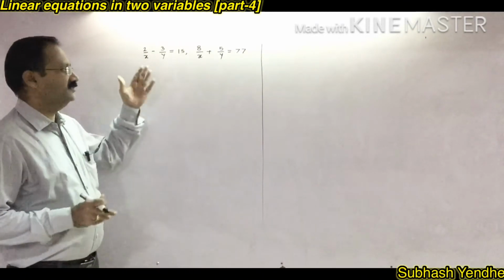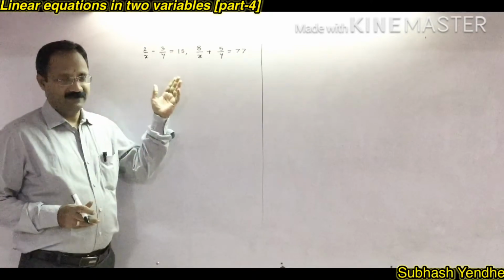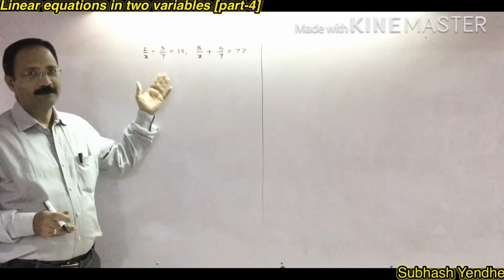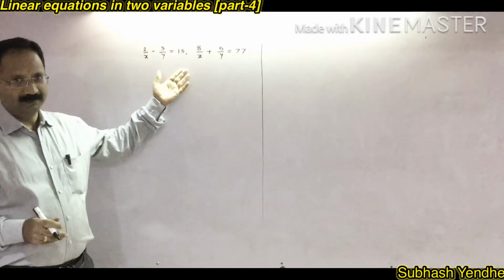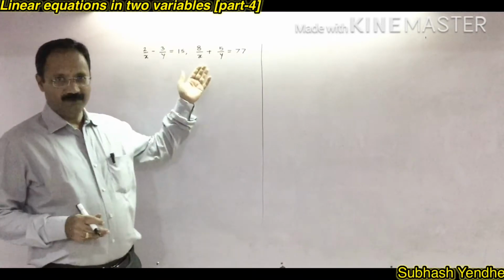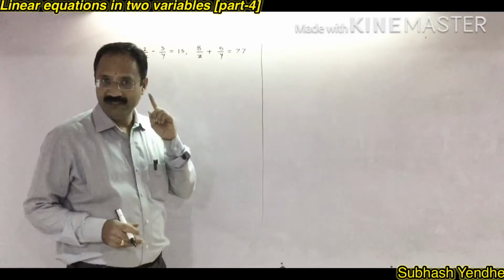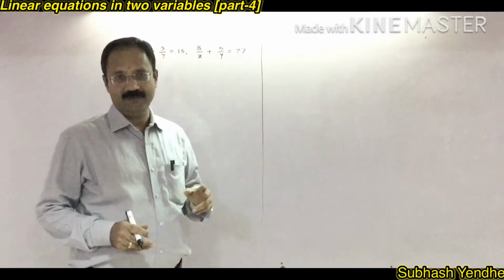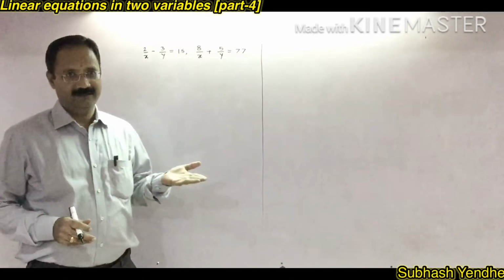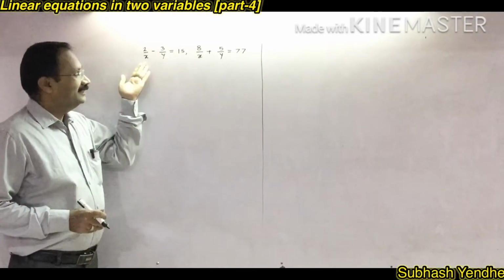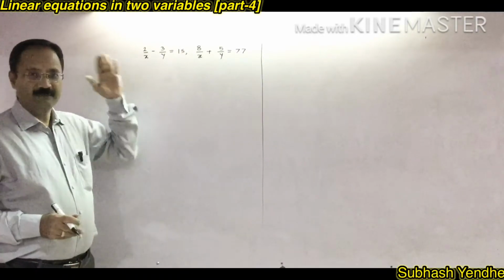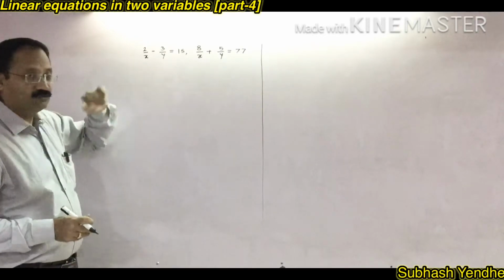See these equations. Here you will find 2 upon x minus 3 upon y equal to 15 and 8 upon x plus 5 upon y equal to 77. In the first part, you have seen a different type. Now it is totally different from those sums. So how to solve this sum?